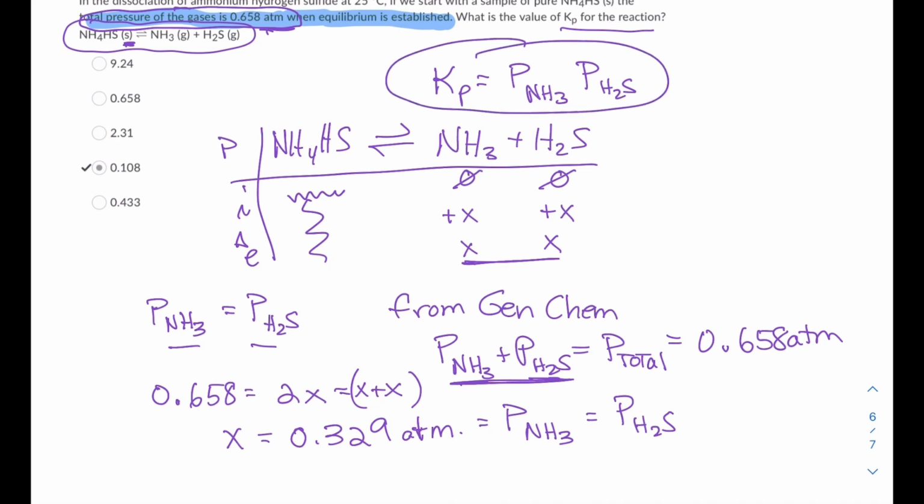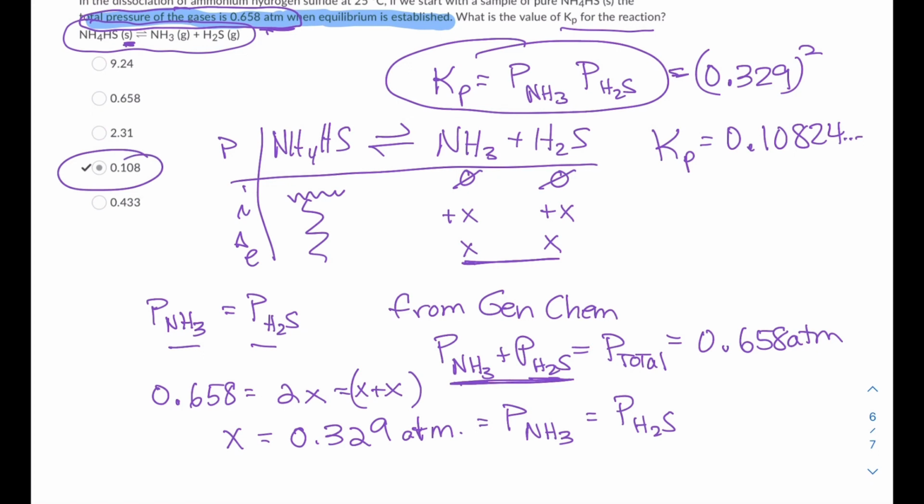So I can come back up and plug into this equation. So it's essentially 0.329 squared, or 0.329 times 0.329. Again, plug that into your calculator, and I get 0.10824... So the equilibrium constant, the K sub P, is 0.108.